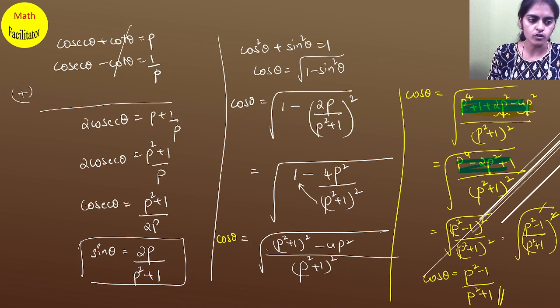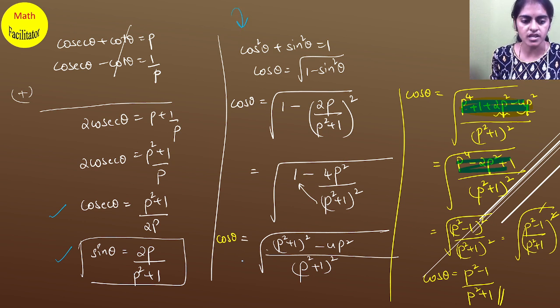Now solving these two, you get the sin theta value. Firstly you will get cosecant, then taking the reciprocal you will get sin theta. Now again using this identity you will get the cos theta value.